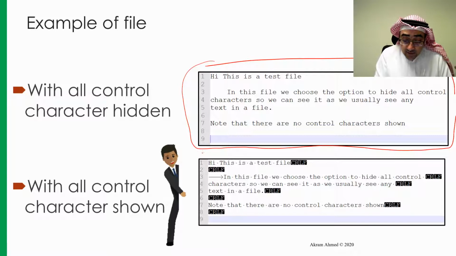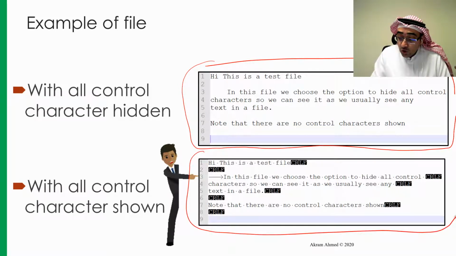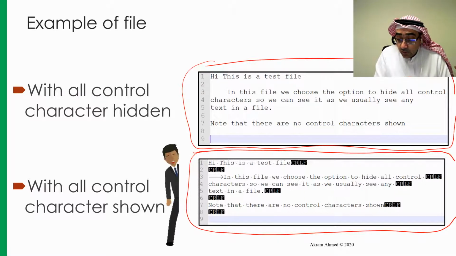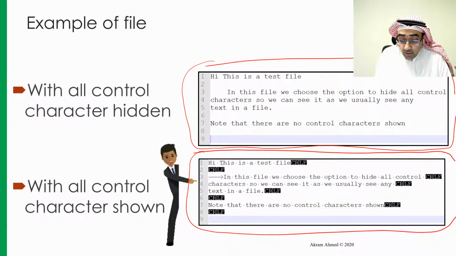This is the same example where I'm showing some control characters, so you can see them now. A space is represented by a dot, this is a character. At the end of a line, I have a carriage return or line feed character, and over here I have a tab. All of these are actually there, but you are not able to see them.